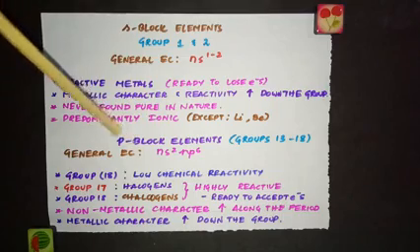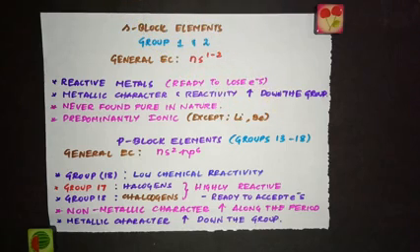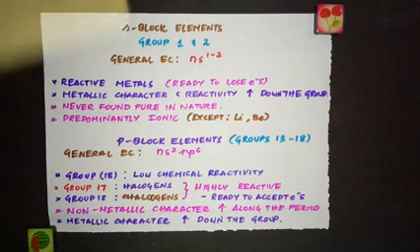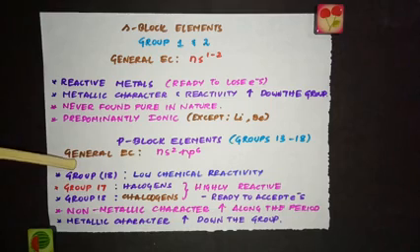Now coming to P block elements, groups 13 to 18 are called P block elements, and they have the general electronic configuration ns2 np1 to 6. Among all the P block elements, group 18 elements have low reactivity because they have 8 electrons in their outermost shell, so they don't react with any other chemicals. That's the reason why they are called inert gases or noble gases.